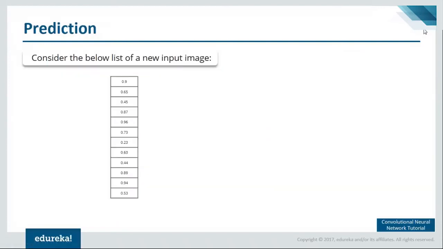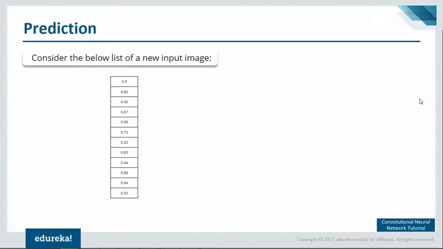Now let me explain with an example. So after the training is done, after doing the entire process for both X and O, our model is trained now. Okay, so we have given a new input image, and that input image passes through all the layers, and once it has passed through all the layers, we have got this 12 element vector. Now it has 0.9, 0.65, all these values, right?